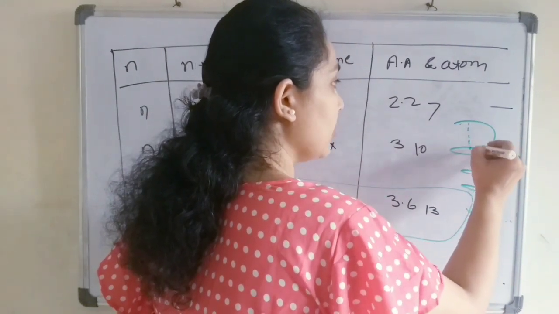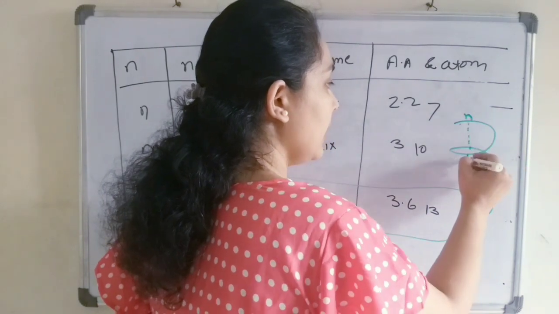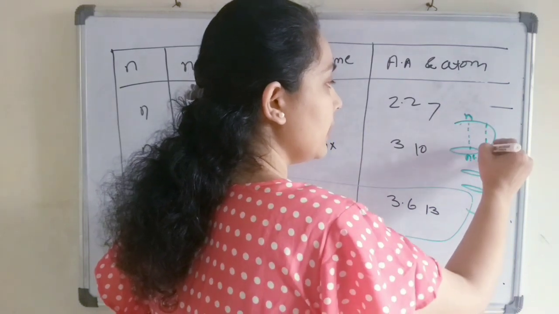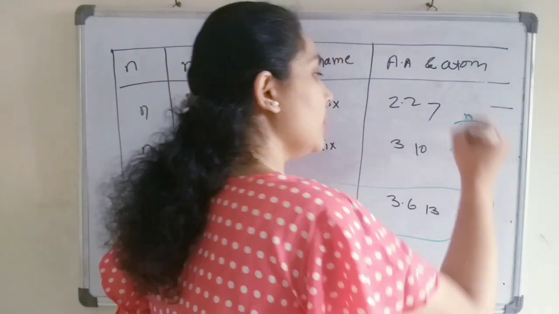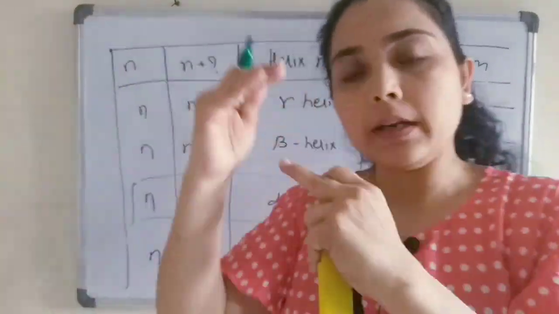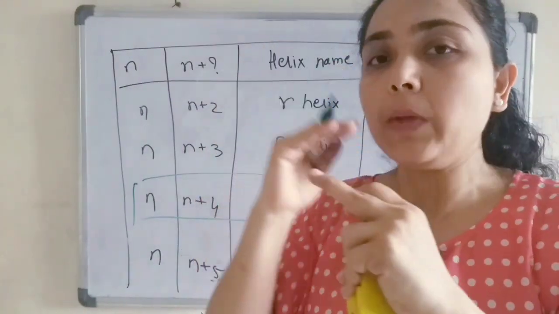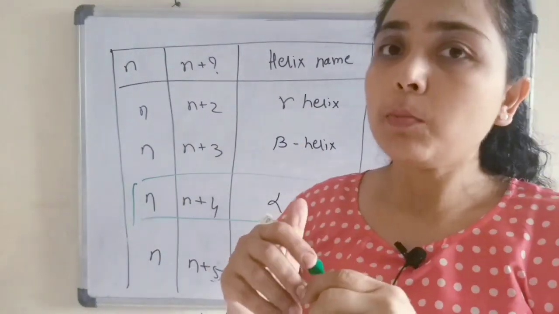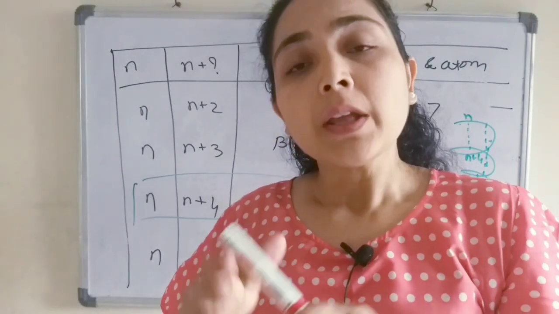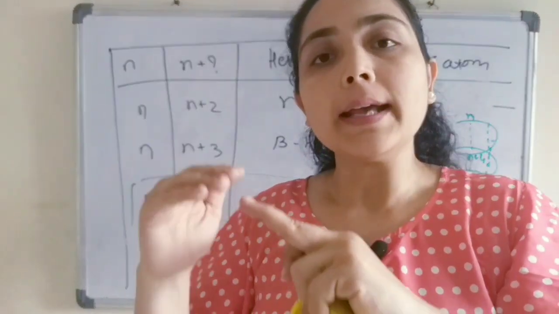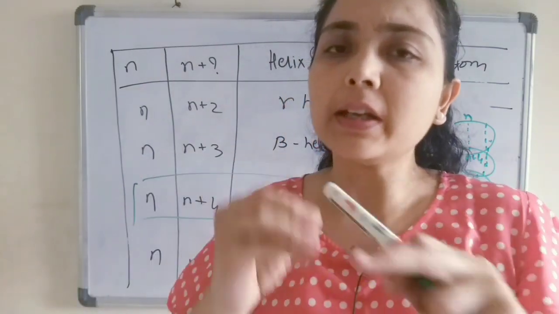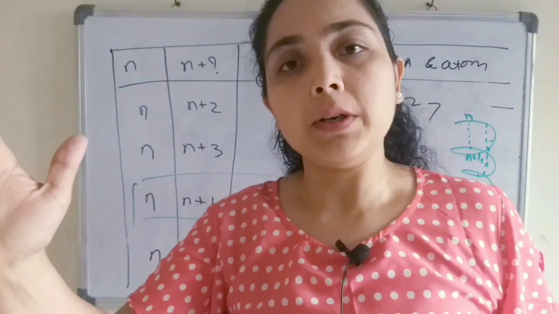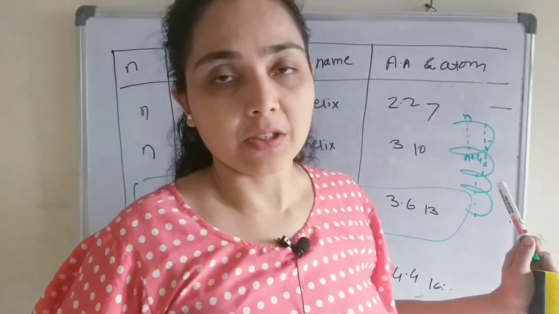So this way the hydrogen bond formation, if this is N and N plus 4, then the next one will form a bond with another one. Likewise, all the amino acids are interlinked with each other by hydrogen bonds, and hydrogen bonds will stabilize the secondary structures. Hydrogen bonding is a dipole-dipole interaction. It is stronger as compared to other dipole-dipole interactions, but weaker than covalent and ionic bonds, that we will learn, but stronger than the other dipole-dipole interactions, therefore it will stabilize the structure.